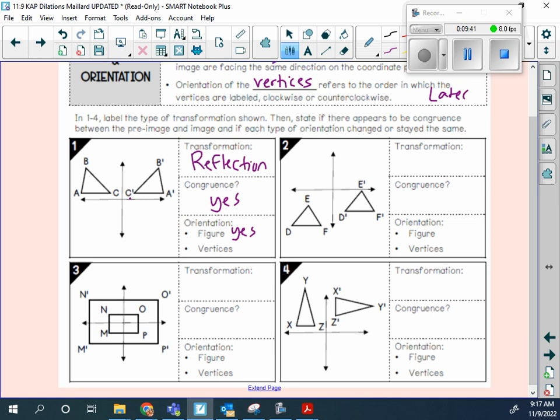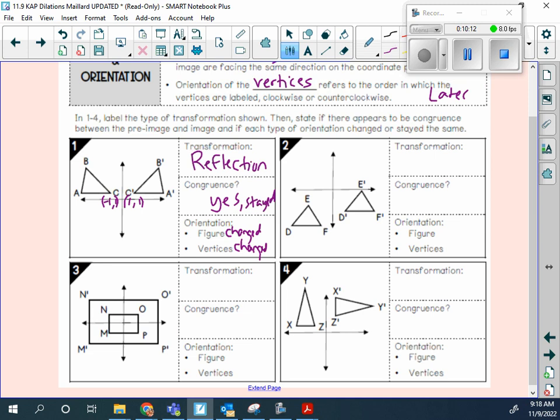And then the vertices, did they change? Meaning, let's pretend that this one is labeled 1, 1. Where would this one be? Negative 1, 1. So did the vertices change? Yes. Oh, we should write this. We should write change. Sorry about that. So, congruence, yes, stayed. Make sure that you understand what you're writing there, okay?